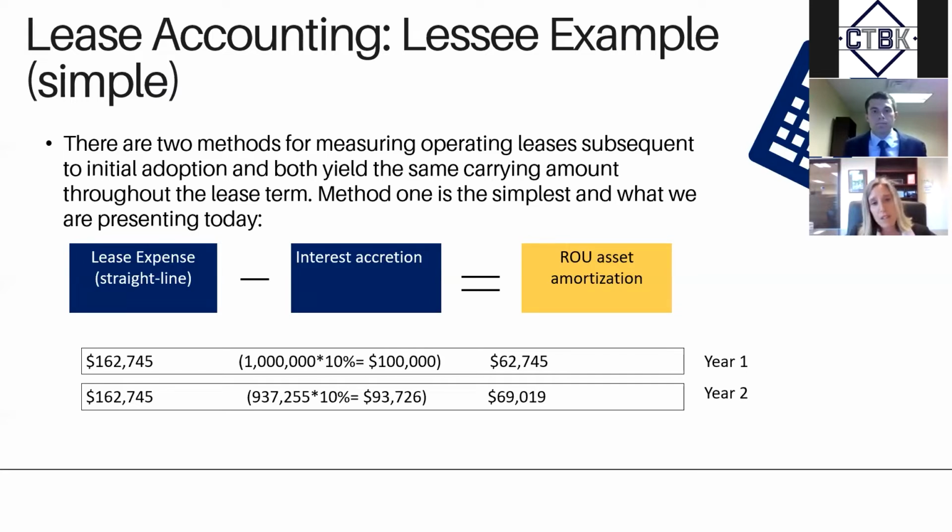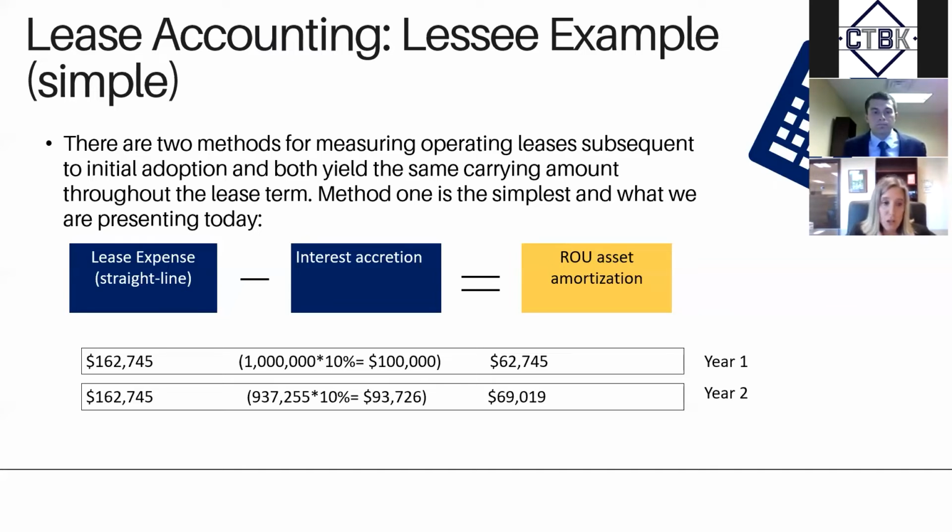From that, I'm going to subtract my interest from my lease liability. So my lease liability was $1 million. We just recorded it. And as I mentioned, I'm using the 10% incremental borrowing rate. So in year one, I am going to subtract from that $100,000, which is essentially my interest. So my first year right of use asset amortization would be $62,745.